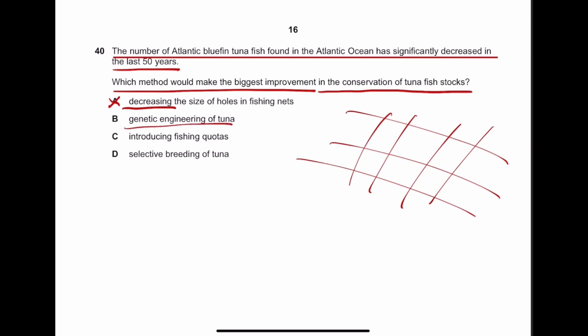Genetic engineering of tuna? Not sure about that because this is rather vague. So we want to conserve. We don't want to change the tuna, right? Number C, introducing fishing quotas. Yes, if we set the number of tuna that can be caught in a day or month, we can certainly conserve the number of tuna. Okay, selective breeding of tuna, no, it's going to create another type of tuna. We're not conserving it. Okay, so C is the right answer for this one. We're good.